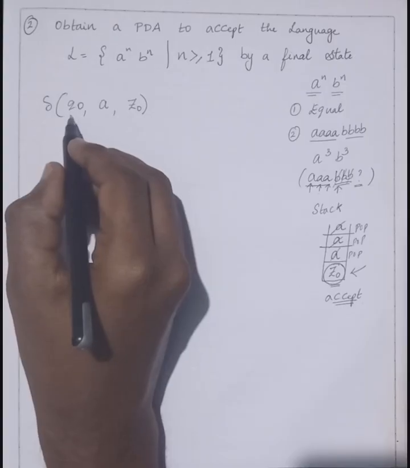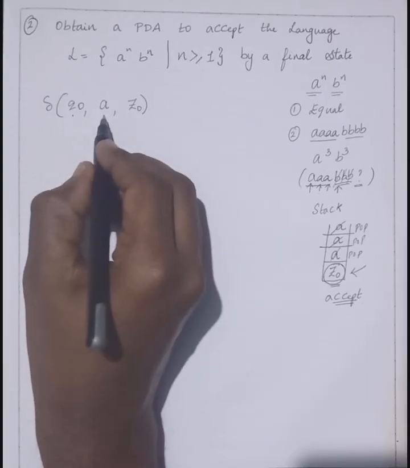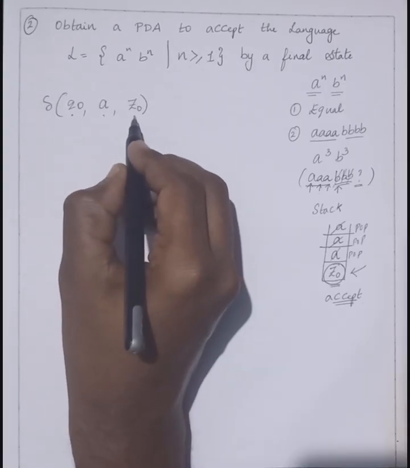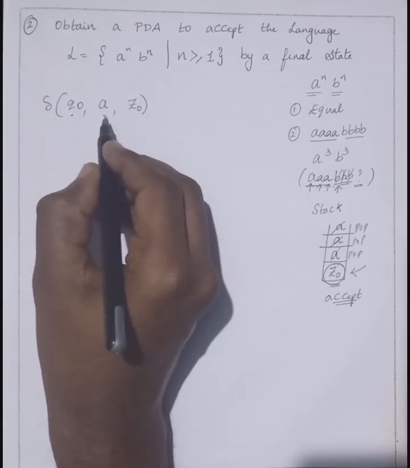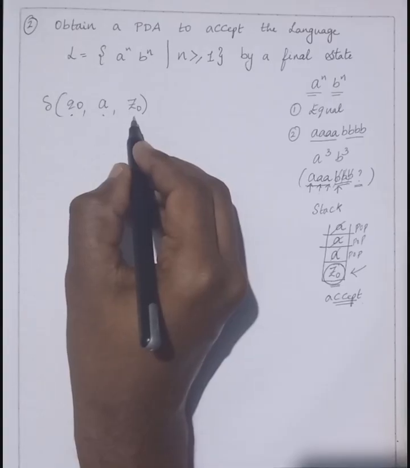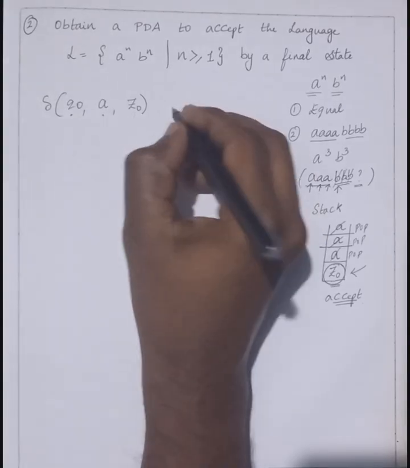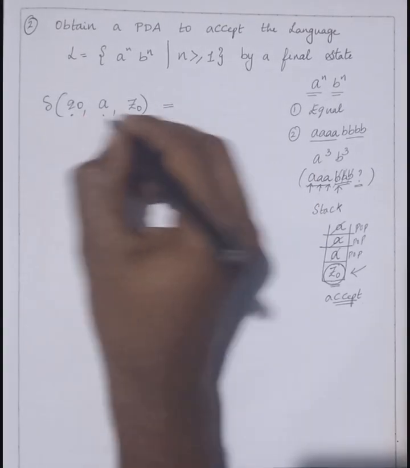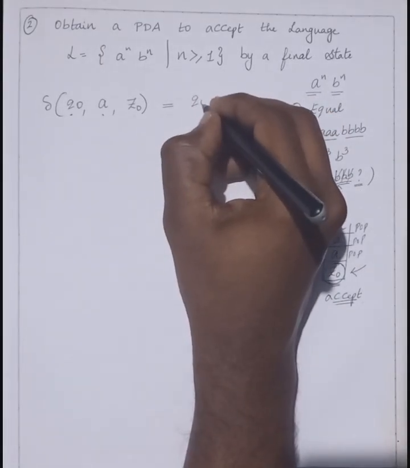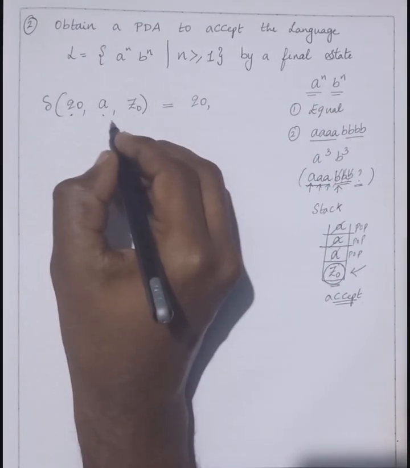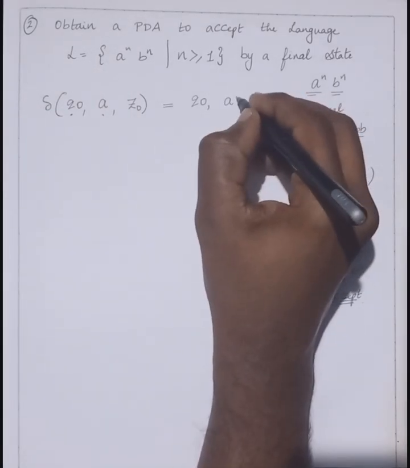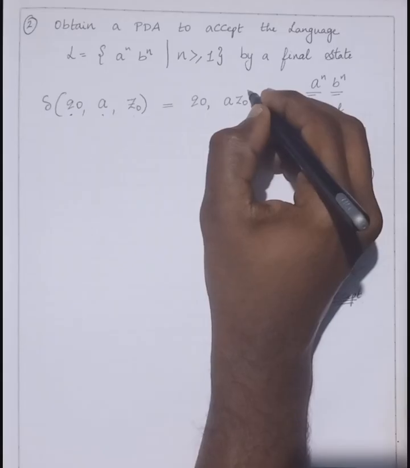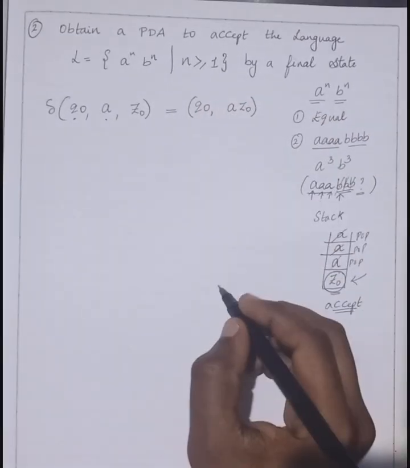Once again I'll repeat: this is the state, this is the input and this is the top of the stack. So our initial state is Q0, our input is a, and our top of the stack is Z0. Whenever this is the case, we are going to stay in the same state Q0 and we are going to push this a on the top of Z0. That is, the top of the stack is a and below that we have Z0. So this is the first transition.